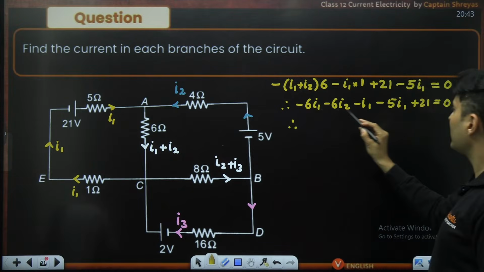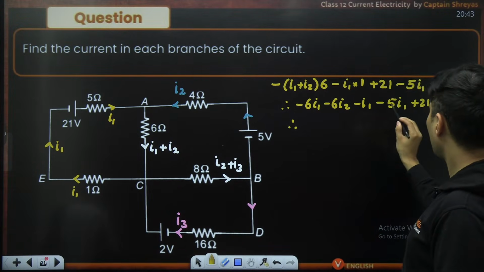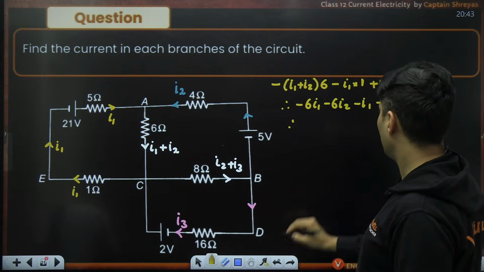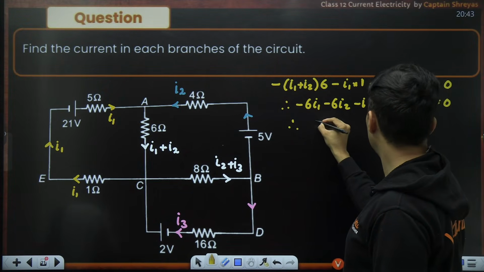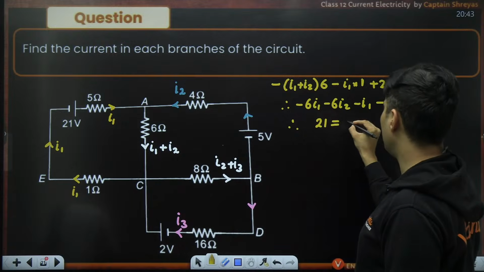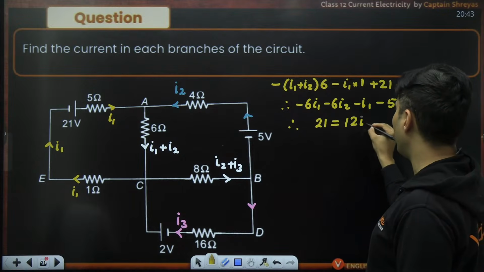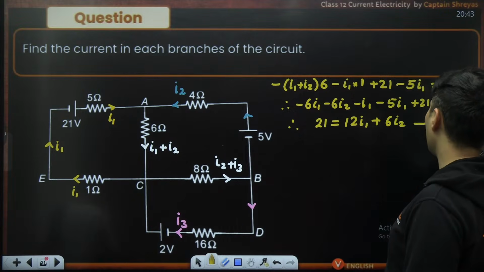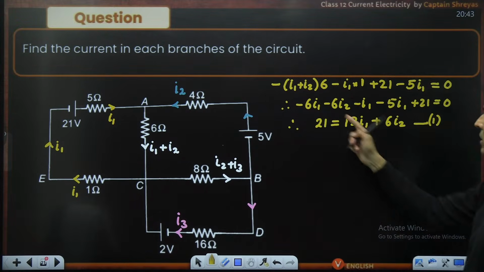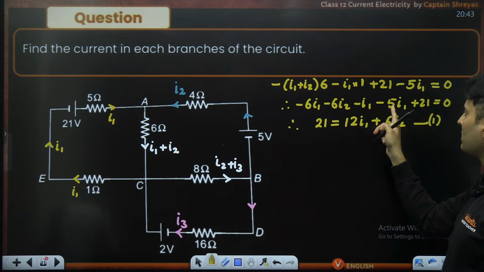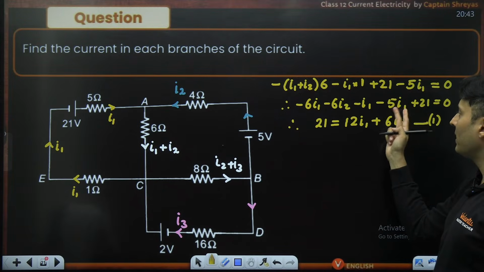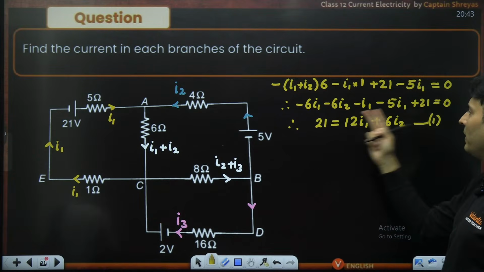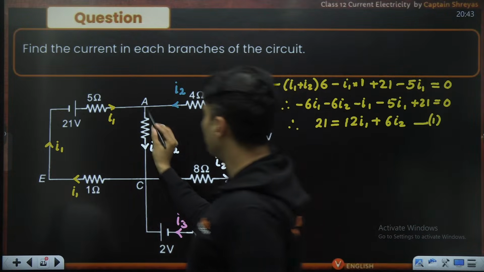So 6 and 1 is 7. 7 and 5 is 12. So minus 12I1. Therefore, 21 is 12 times I1, and this I2 will go on this side, so 6 times I2. So this is equation number 1. Just check this out. 6 plus 1 is 7. 7 plus 5 is 12. So 12 I1 will go on the other side as positive 12 I1. Minus 6 will become plus 6. 21 will stay as 21. So that is for this part.